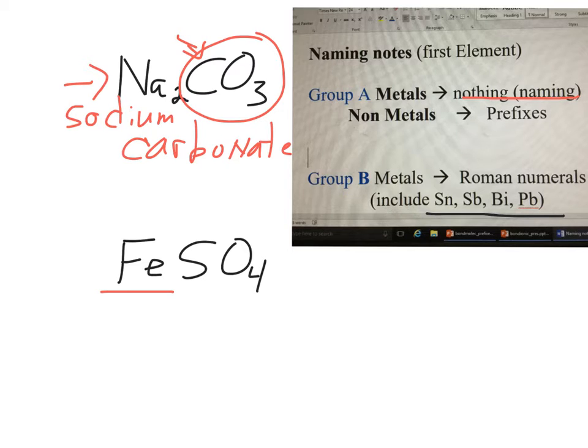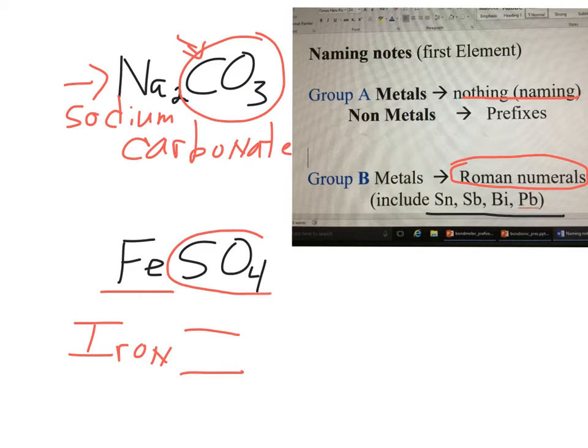Fe, is that a group A or is that a group B? It's a group B. Very good. So what do we do to group Bs? Roman numeral. They have a Roman numeral. What is Fe? Iron. Very good. That's with the Roman numeral. And we're going to figure out what the Roman numeral is, because remember you can have different choices. So you need to look at the other part of your compound, SO4. What is that? Sulfate. Very good.